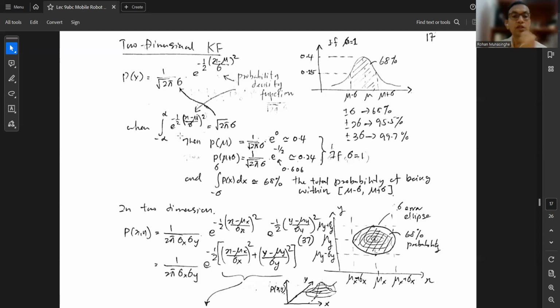So the total distribution of this function, e to the minus half x minus mu over sigma squared, has a factor of square root 2 pi sigma. But probability is a normalized thing. Total probability has to be 1. So you divide the probability distribution function by that normalizing value, so that when you integrate the new one, it adds to 1, just 1, okay?